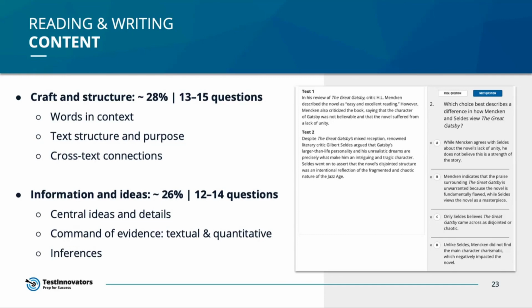Now, when I say that questions testing similar skills are grouped together, you're going to see all those words and context questions together. You're going to see all those text structure and purpose questions together and cross-text connections questions together within each module. So you'll see words and context questions in both modules, and they'll be grouped together in both modules. So within each module, the questions are grouped by skill or question type.